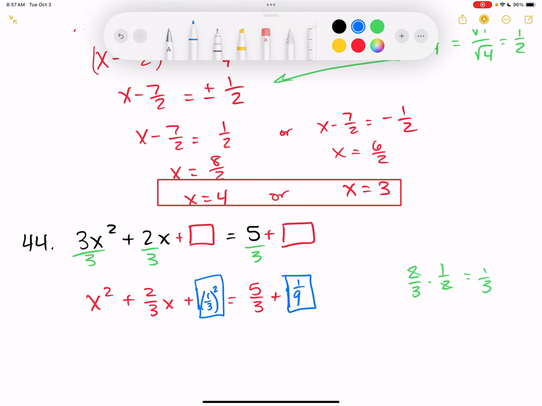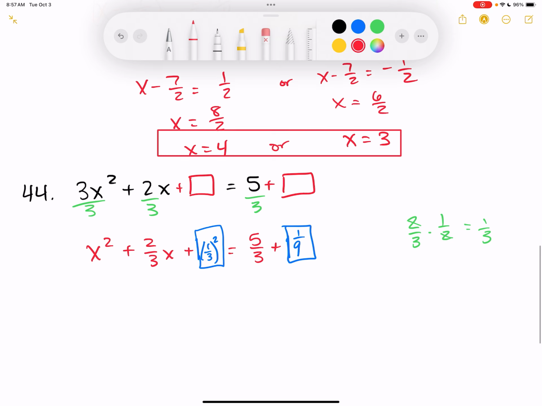Now on the left side, I have x plus 1/3, and then the whole thing squared. Now 5/3, I'm going to rewrite that by multiplying by 3/3 so that I get a common denominator of 9. So that's going to be 9 on the bottom and 15 on top. So that's going to give me then 16/9.